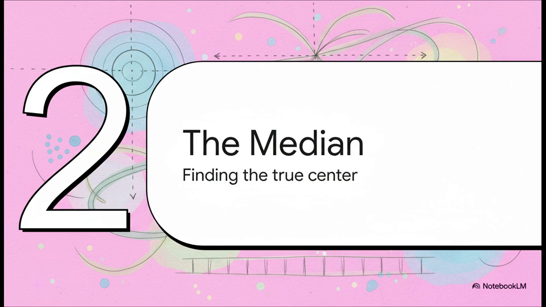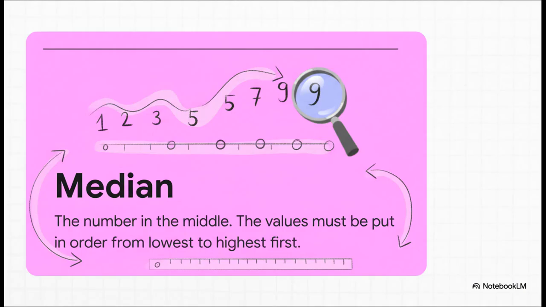But wait, the average isn't the only game in town when it comes to finding the center. Let's pull another tool out of our kit. It's time to meet the median, and this one is all about finding the actual middle of the road. Now, the median is the number that's sitting smack dab in the middle of the list. But, and listen up, because this is the most important part, you have to put the numbers in order first, from lowest to highest. Seriously, if you skip this step, you are going to get the wrong answer every single time. It's the golden rule of the median.